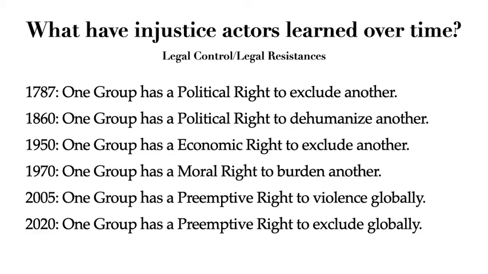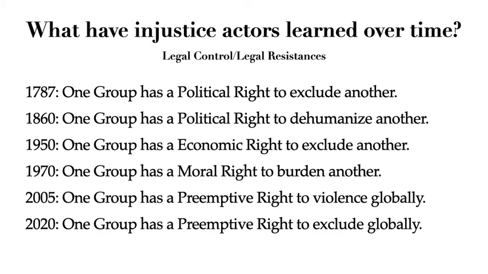And so if you think about 1787, what did the folks who were discriminating or harming other people learn? Well, they learned that they had a political right to exclude another group of people. In 1860, they learned that they had a political right to dehumanize another in the Scott versus Sanford case. In 1950, through Board of Education, you see that the one group has an economic right to exclude another. In 1970, with the Planned Parenthood versus Casey case, which is referring back to both Roe v. Wade and Griswold versus Connecticut, you see that one group has a moral right to burden another group.